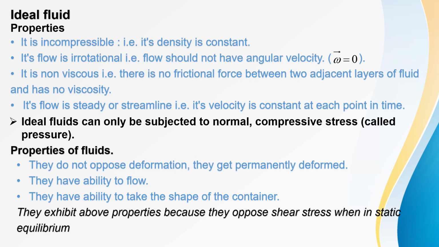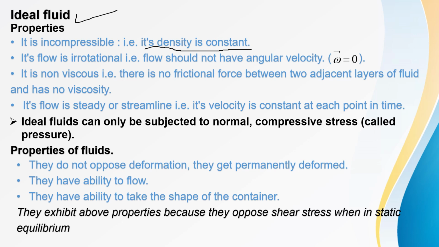Now here are the properties of an ideal fluid. The first property is that it is incompressible. Incompressible means its density is constant. Whatever force is applied on the fluid, there should not be any change in the density or volume of that fluid, and that is called incompressible.